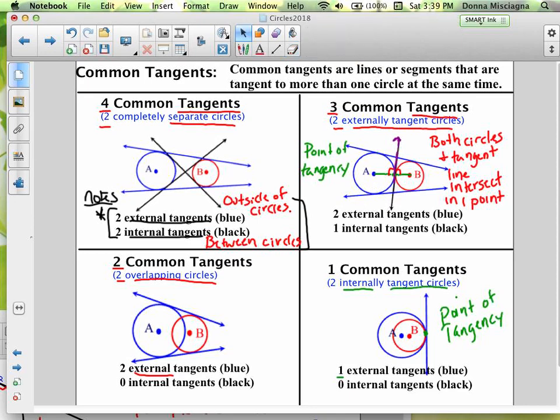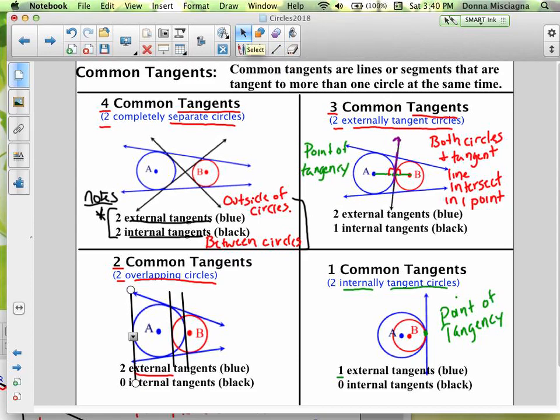If the 2 circles intersect and overlap, then we can get the 2 external tangents, but there's no way to get an internal tangent, because anything that's a tangent to the red circle is a secant to the blue circle, and anything that's a tangent to the blue circle is a secant to the red circle, or, oops, I missed it. There we go. Or nothing to the red circle.